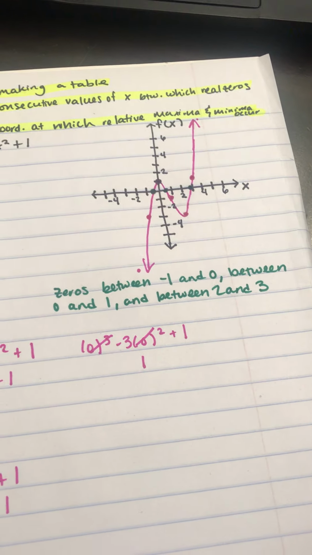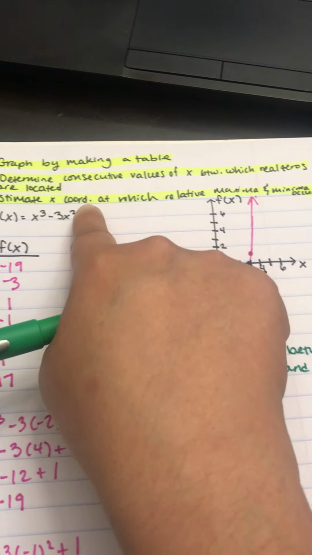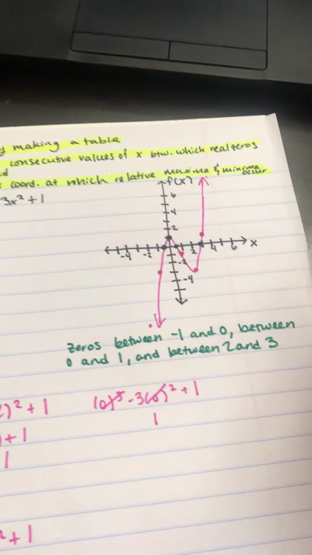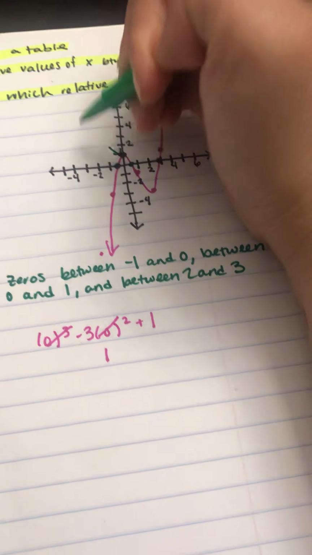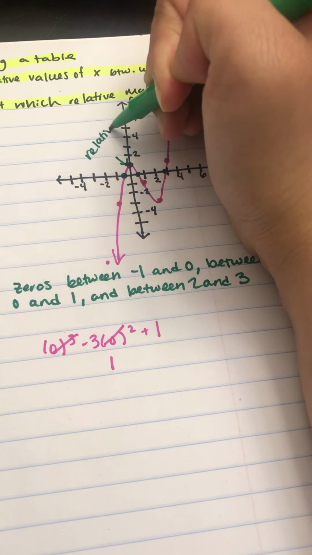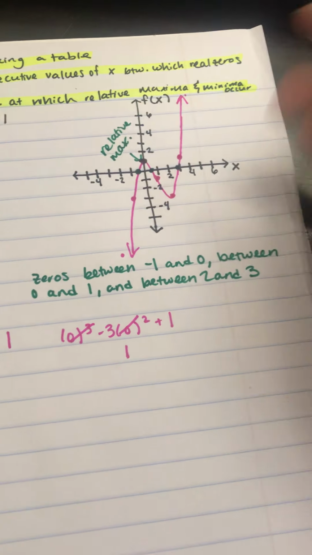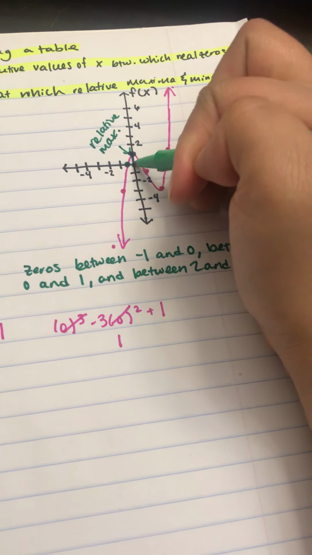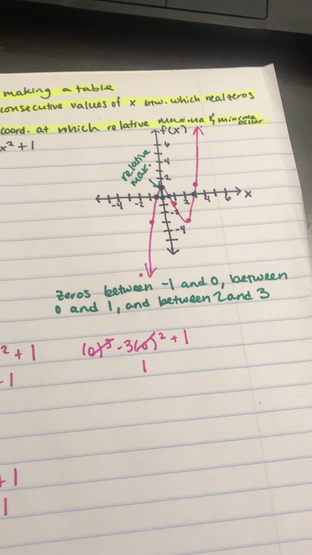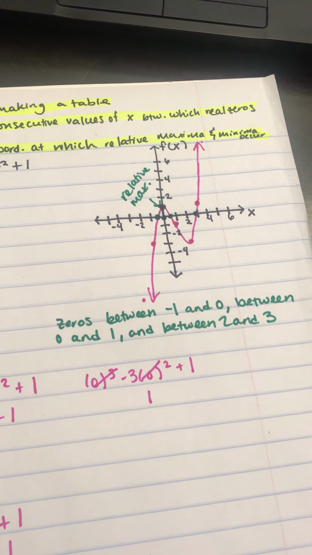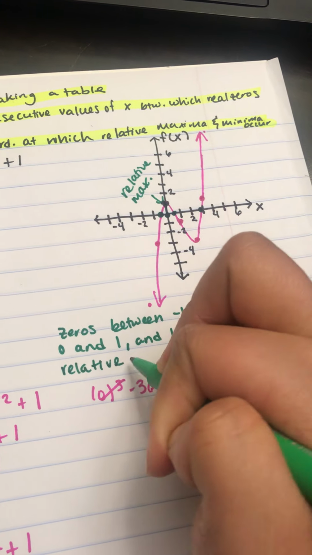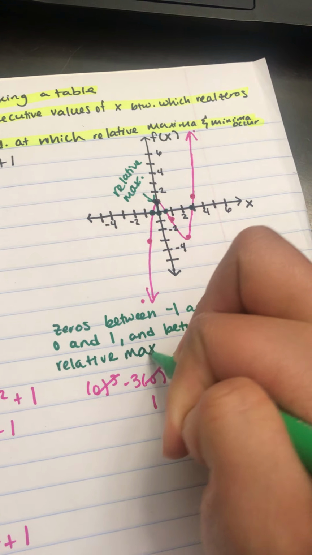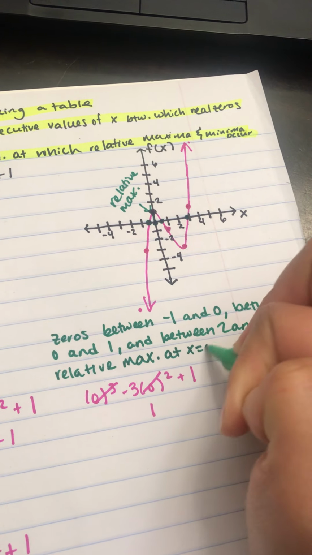Now, step C wants us to tell the x coordinates at which the relative maxima and minima occur. So right here, we have a high point. So this is a relative max. That's occurring when x is 0. So we're saying the 0 where it occurs because that's what the question's asking us to do. So we have a relative maximum at x equals 0.